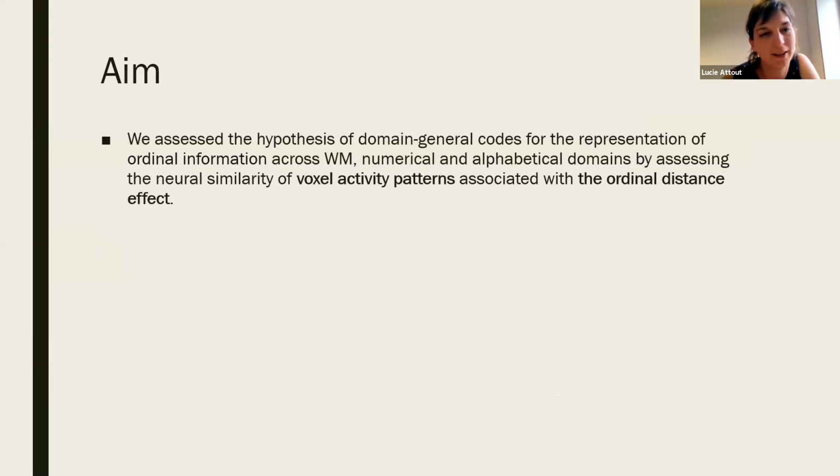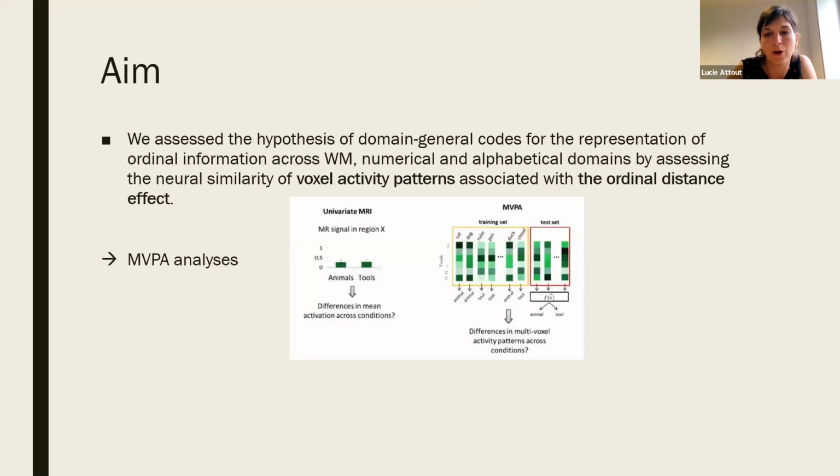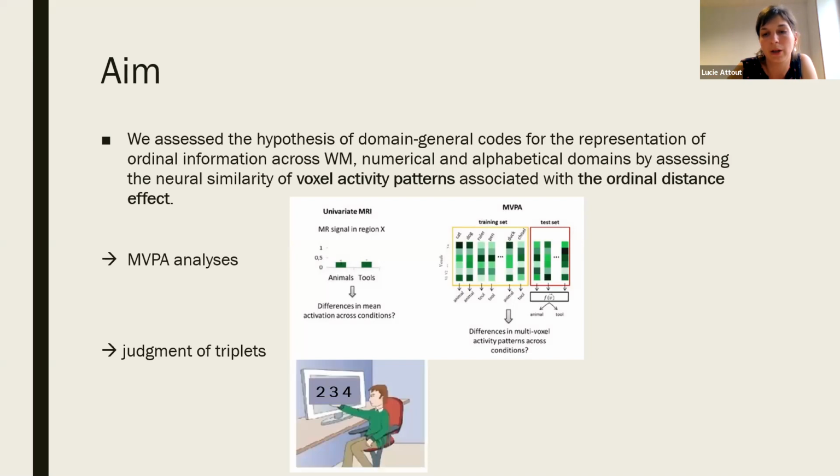So it's not so clear until now. So in this study, we assessed the hypothesis of domain general codes for the representation of ordinal information across 3 domains, working memory, numerical and alphabetical domains, by assessing the neural similarity of voxel activity patterns by using MVPA technique to assess directly the similarity of voxels involved in the different ordinal distance effects. But also we used triplets, which have been shown as leading to a more robust ordinal distance effect.